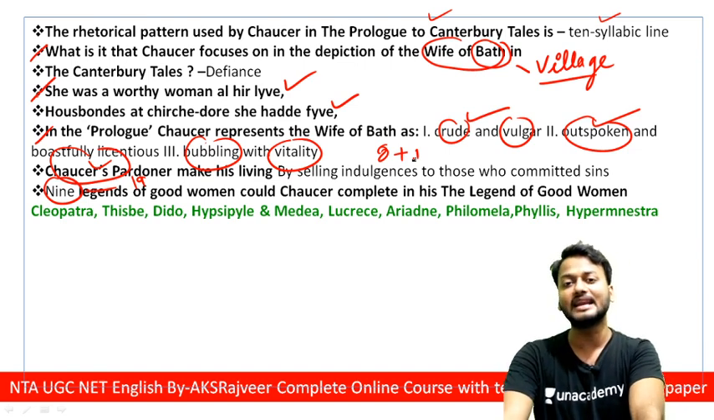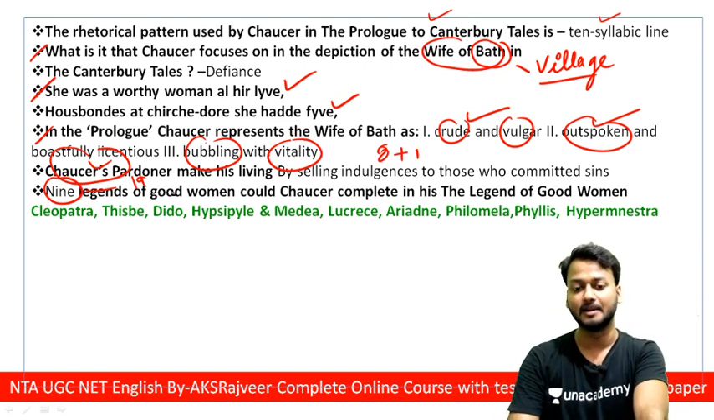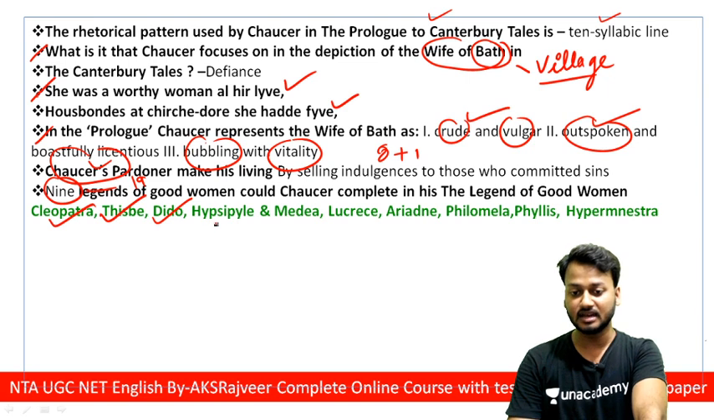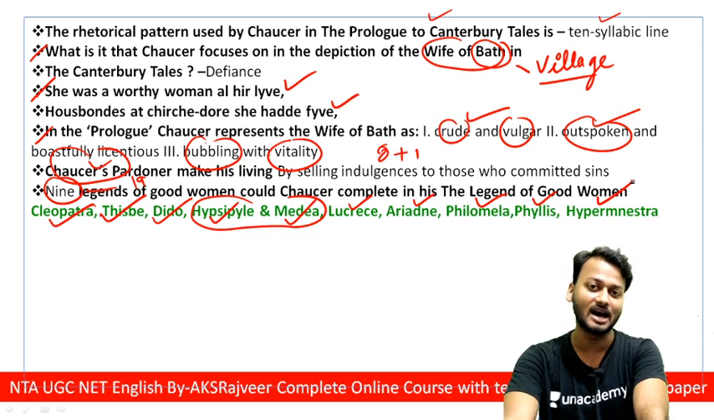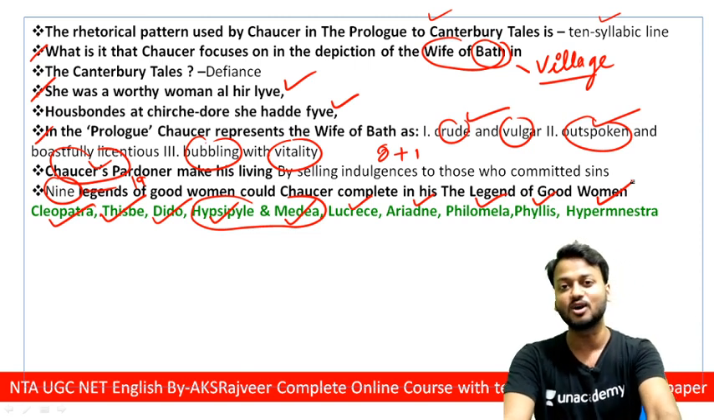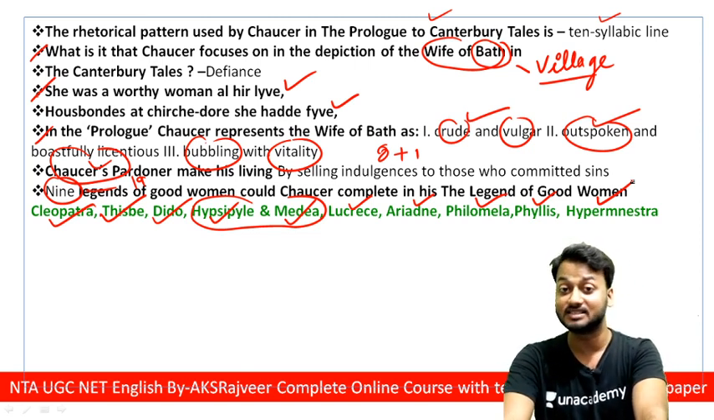These are the nine ladies you can see in serial order. Cleopatra is there, Thisbe is there, then Dido, then Hypsipyle, then Medea. Then Lucrece, Ariadne, Philomela, Phyllis, and Hypermnestra. So these all are the characters, the ladies who are part of the Legend of Good Women by Geoffrey Chaucer.